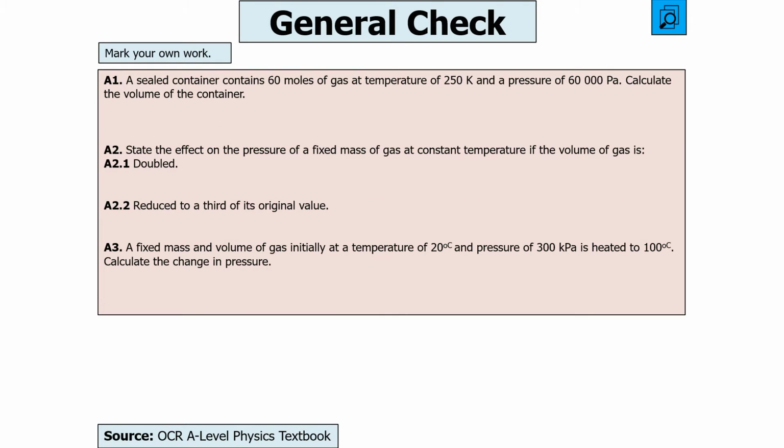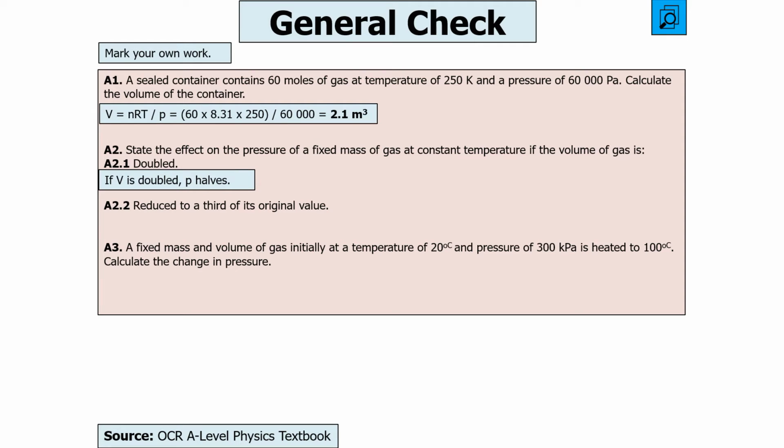Right, in this first one, we've got moles, we've got temperature in Kelvin, we've got pressure. So we can say PV equals nRT, the ideal gas equation. So V equals nRT over P. R is the molar gas constant given to you on your equation sheet. Pop in all the values, 2.1 meters cubed. We can say here, if you remember for Boyle's law, that P and V are inversely proportional to each other. So if the volume is doubled, the pressure will halve. And if the volume is reduced to a third, then P would increase by 3, or would triple.